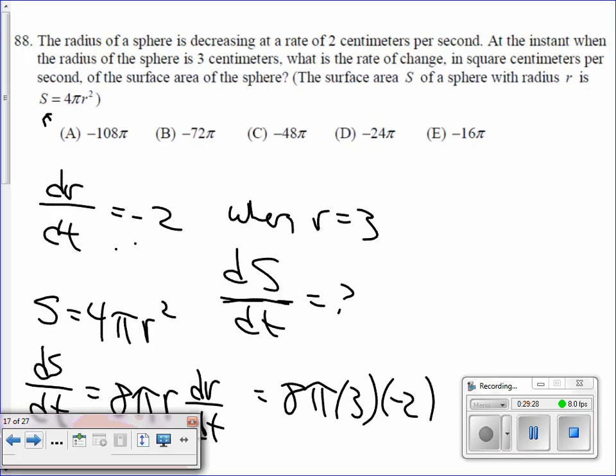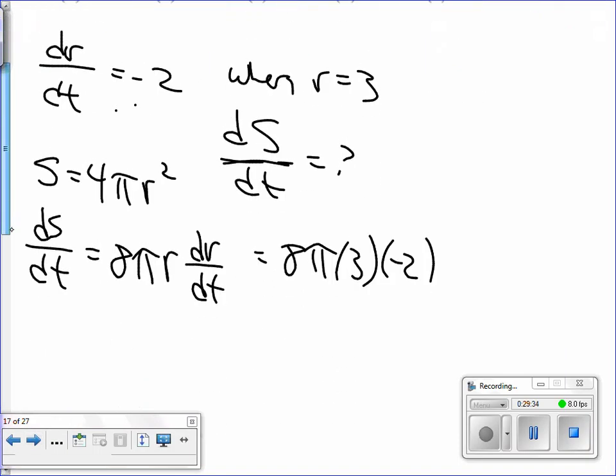So once you have your formula, you take the derivative of each side with respect to t and plug and chug. So when you take the derivative of s, you get ds/dt. When you take the derivative of the other side with respect to t, you get 8 pi r dr/dt. So you get your formula, you differentiate with respect to t, and then you plug in the -2 for the dr/dt, 3 for the r. You multiply them together, and you get your answer for ds/dt, which is like negative 72 pi square centimeters per second.